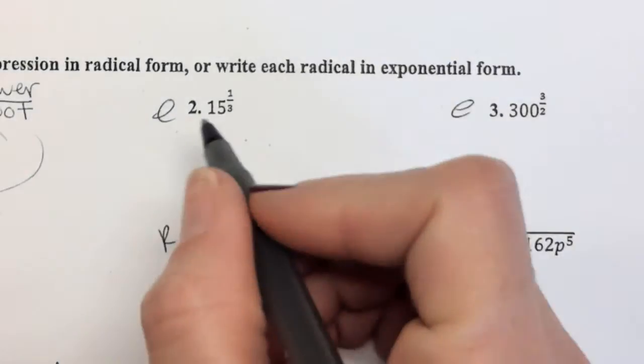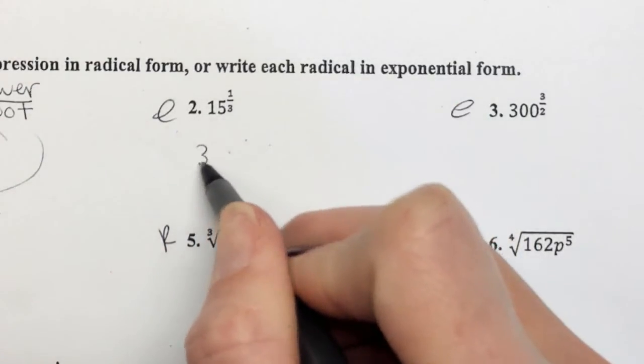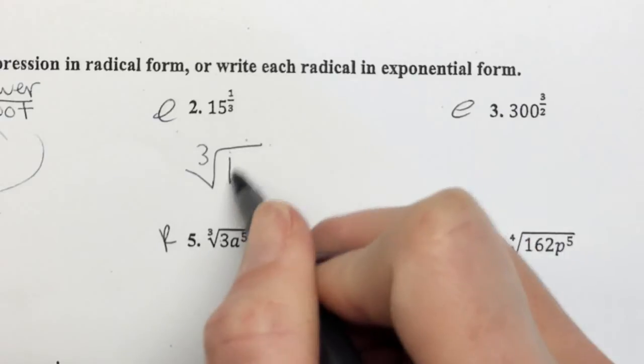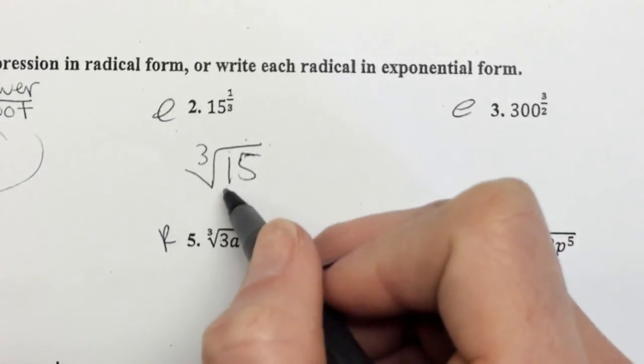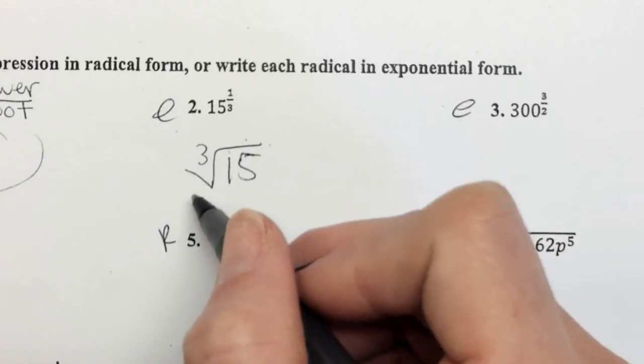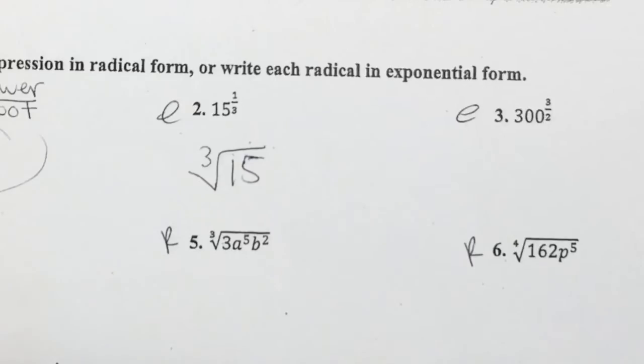Alright, Brandon, tell me how you rewrote number 2. Was it 3 and then Good. How do we say that, though? Instead of square root, it's what? Cube root. Good. Cube root of 15.